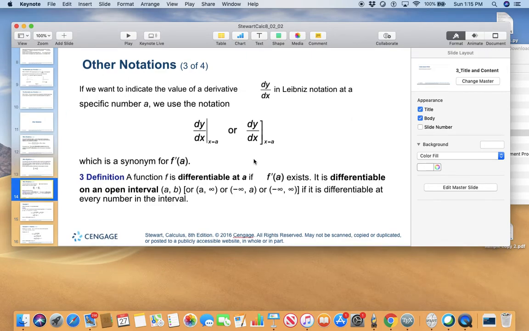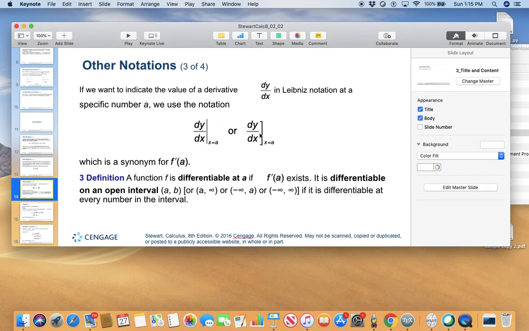All right. Other notations, continuing. If we want to indicate the value of a derivative dy/dx in Leibniz notation at a number a, you could write dy/dx with a long vertical line and x equals a at the bottom, or dy/dx in closed brackets with x equals a at the bottom. They both mean f prime of a.